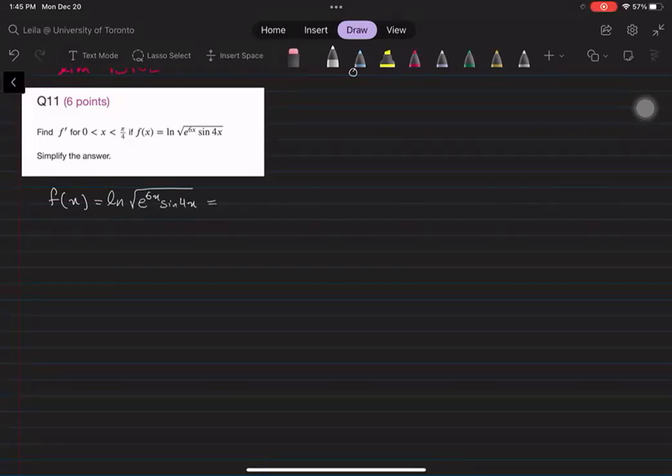Okay, so for this question, you have f of x equals ln of square root of e to the power of 6x sine of 4x. You know that this is basically the same as e to the power of 6x sine of 4x to the power of 1 over 2. So you can bring the power outside, so you have 1 over 2 ln of e to the power of 6x sine of 4x.